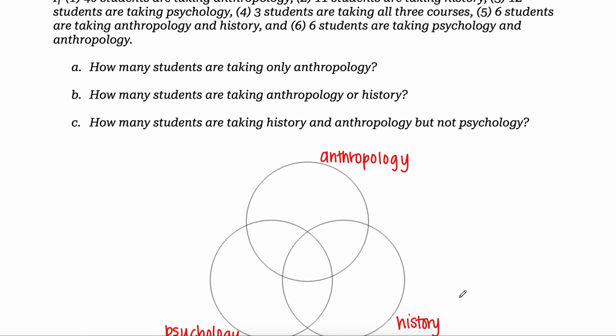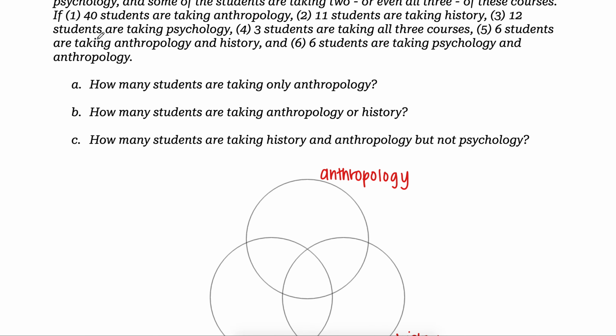So we're given a whole bunch of information. We're told that 40 students in total are taking anthropology. We're also told that 11 students are taking history, 12 students are taking psychology, 3 students are taking all 3 courses, 6 students are taking both anthropology and history, and 6 students are taking both psychology and anthropology.